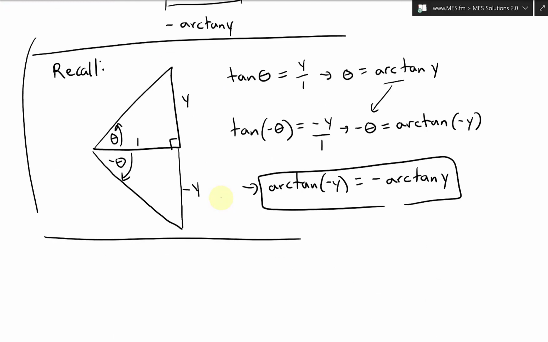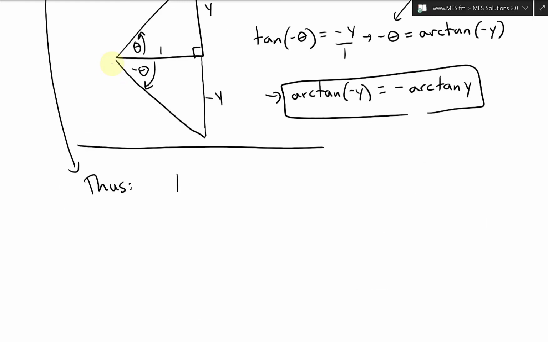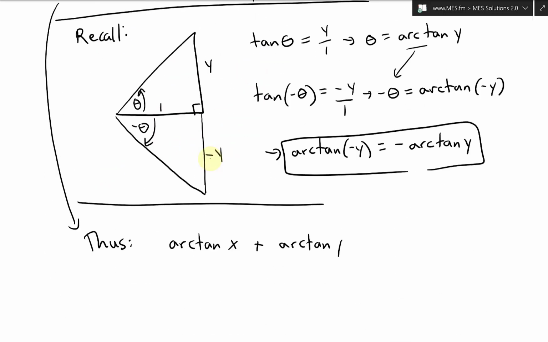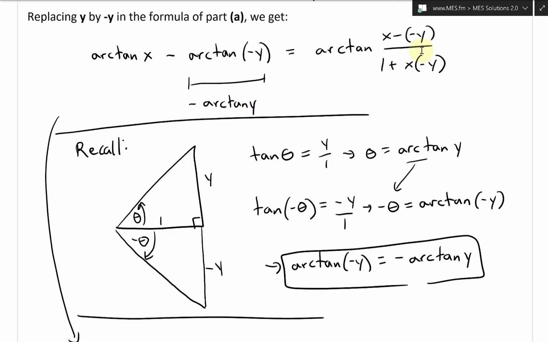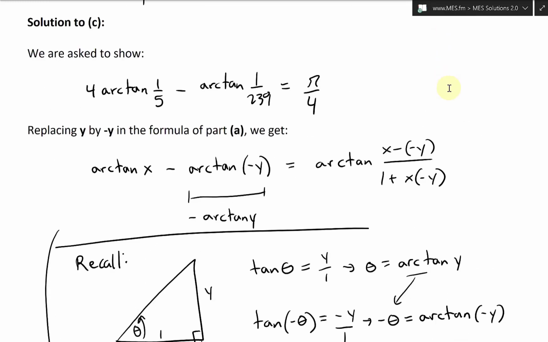So put that inside, thus we have arctan of x. So I'll write this out, thus arctan of x plus arctan of y. Negative y becomes this whole negative arctan y, so arctan y, and then equals, and then do some simplification. This negative times negative becomes positive. So we'll have x plus y over 1 minus xy. So we basically switch the signs there.